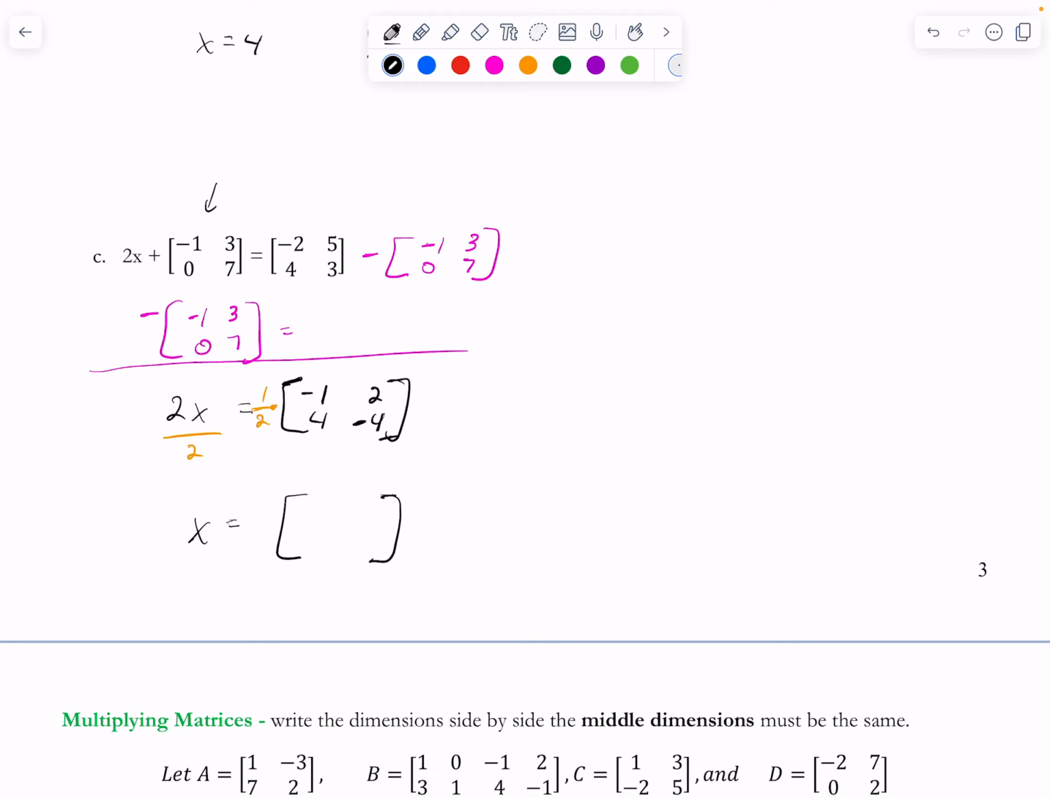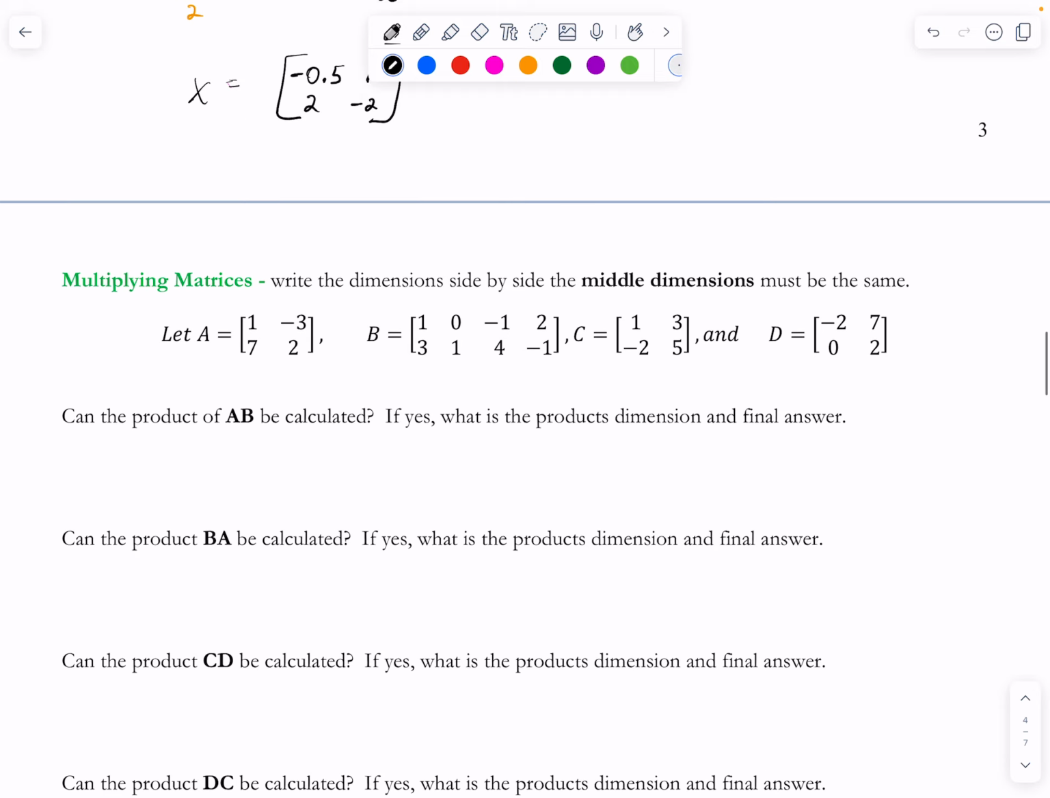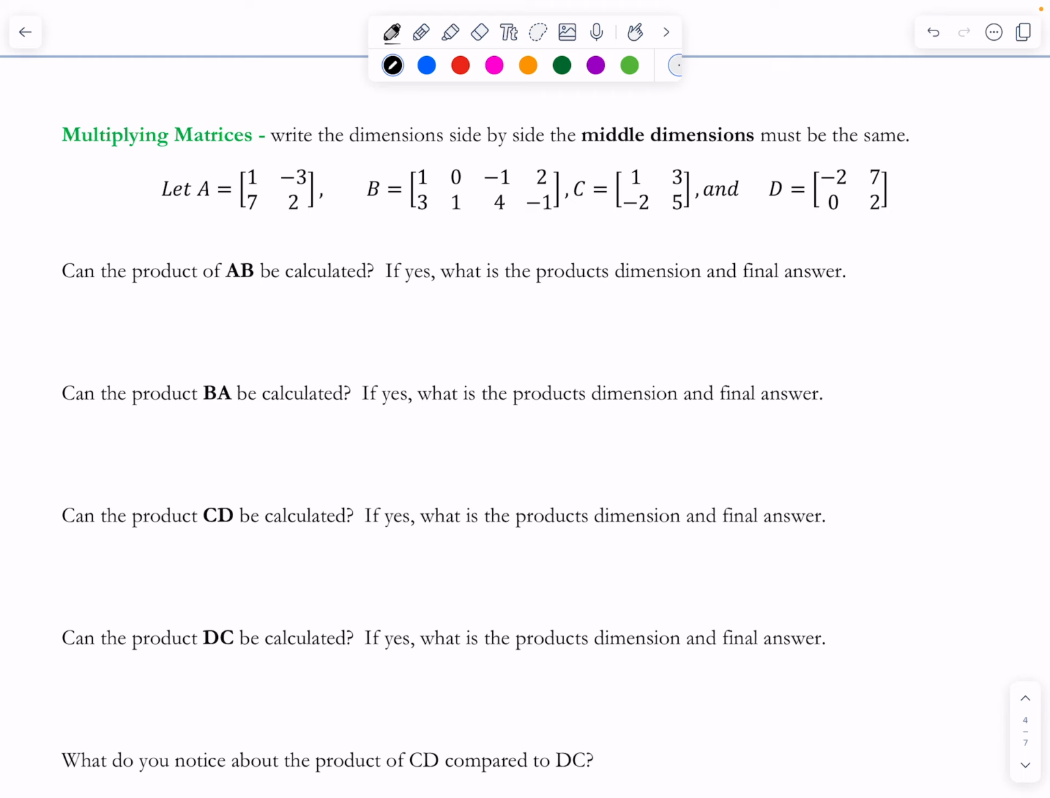So my x matrix is going to be -0.5, 1, 2, and -2. Again, not really worried about all the reasoning there, just making sure you feel comfortable with incorporating some algebra, some scalar products. Okay, now just a quick little brief thing about multiplying matrices.